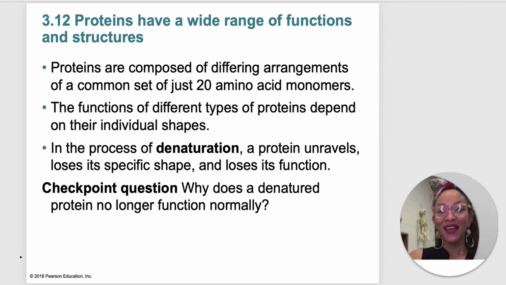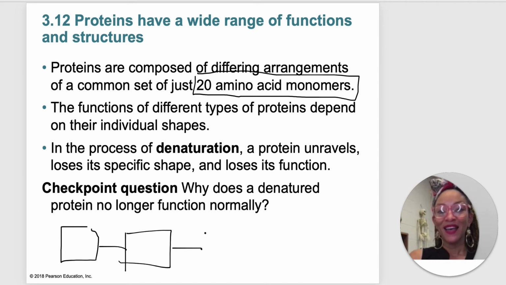So proteins are composed of differing arrangements of just 20 amino acid monomers. So thinking about this, a single amino acid is 1 monomer, right? And so we're attaching a bunch of amino acids together, and that's going to form a protein. So proteins are composed of amino acids. So we put my little squares down here. Say this is 1 amino acid monomer. Remember, monomer just means 1. Okay, so we have our little amino acids linked together. And once we have a ton of those linked together, we get a protein.